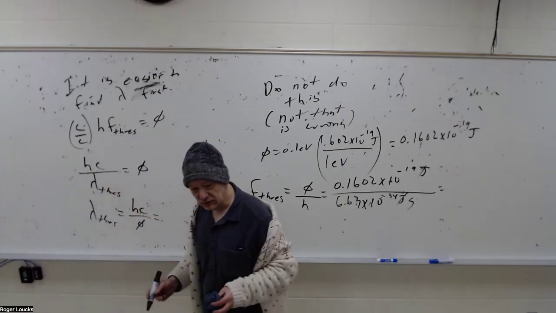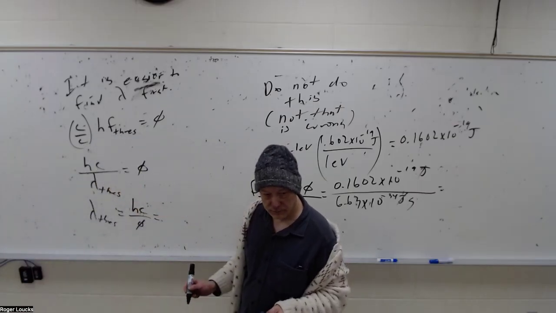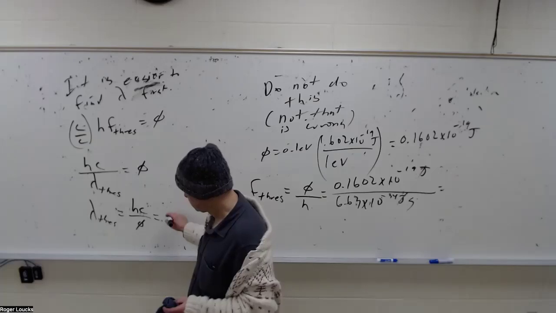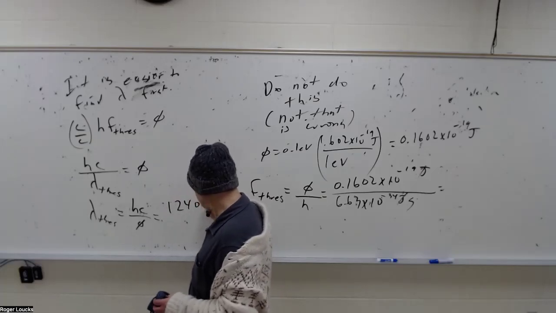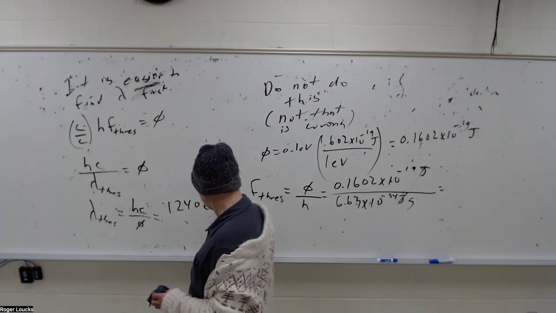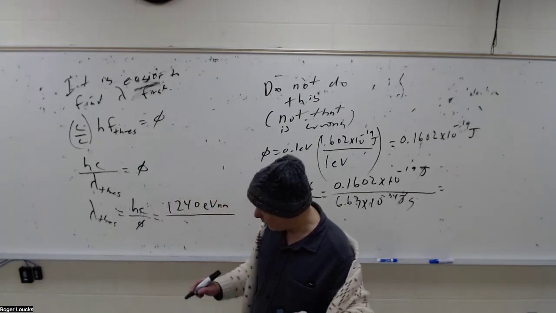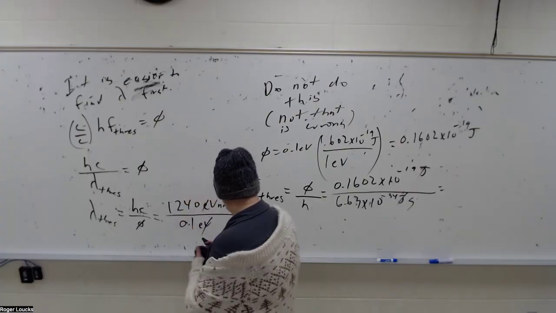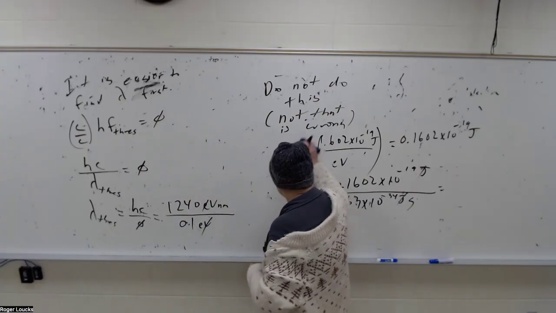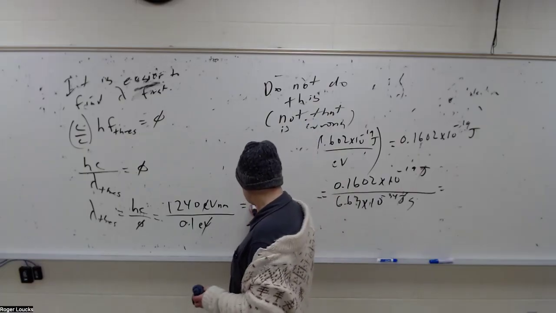What do you know about hc? hc is 1240 eV nanometers. Okay, what's phi? Our phi is 0.1 eV. The eVs go out, and we're left with lambda in terms of nanometers. So this is going to be 12,400 nanometers.